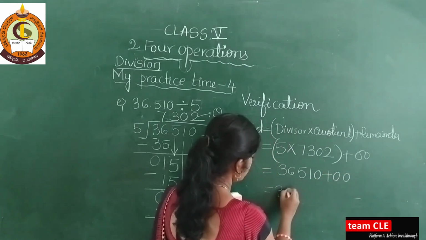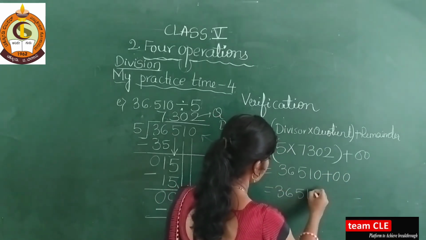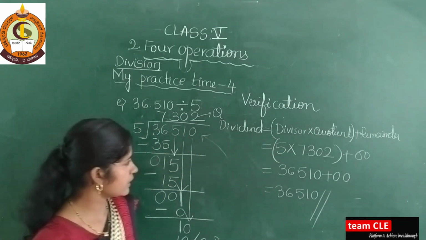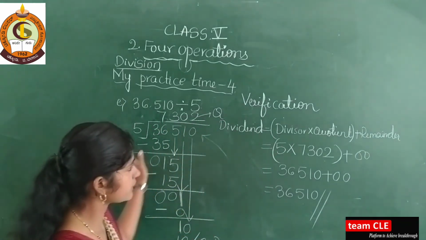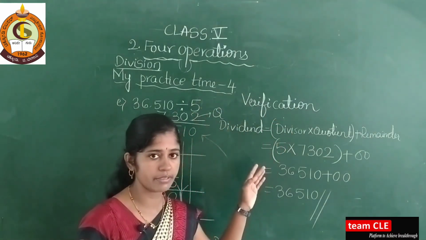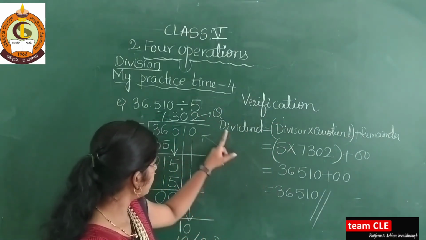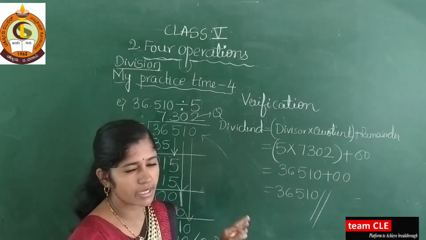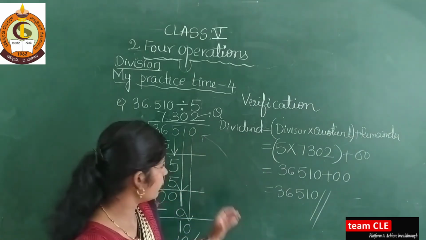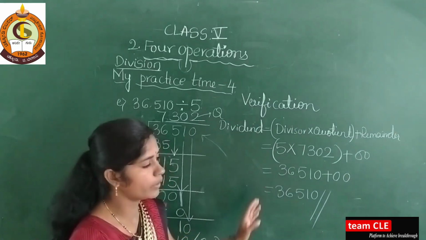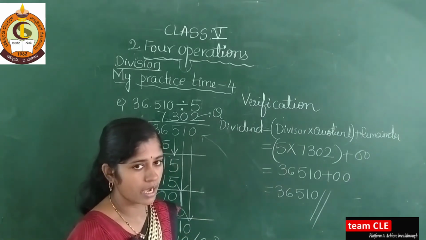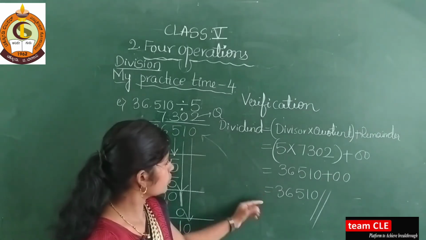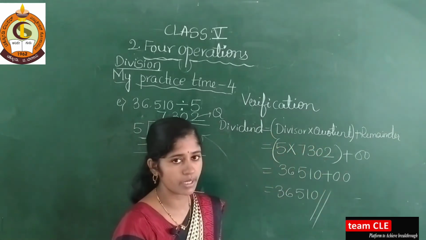So 36510 will be the answer. I hope you are getting my point. See here, I divided, next I did the verification. If the dividend is equal to the dividend, then only our answer is correct. If we made any mistake here, then we will not get the correct answer. Got it? So here my answer is correct. This formula you need to keep in your mind.